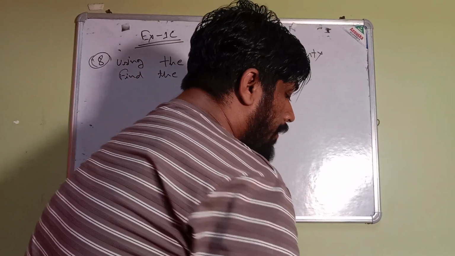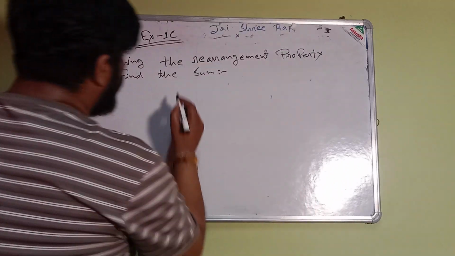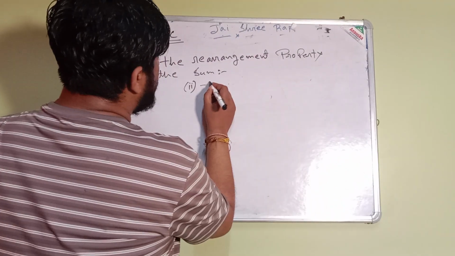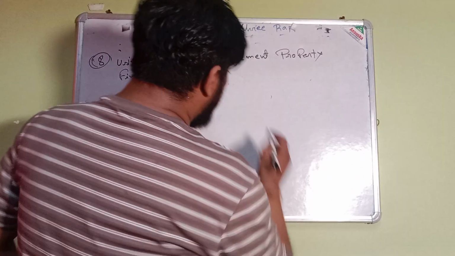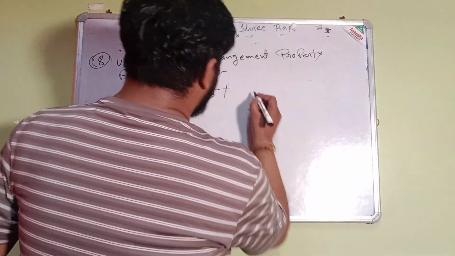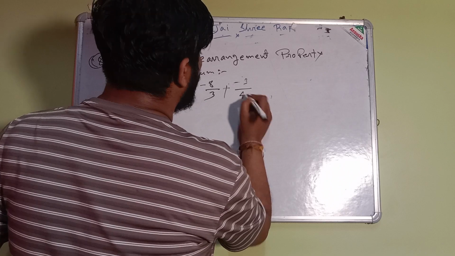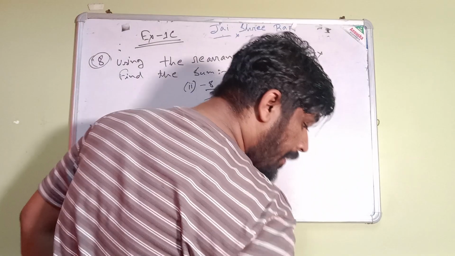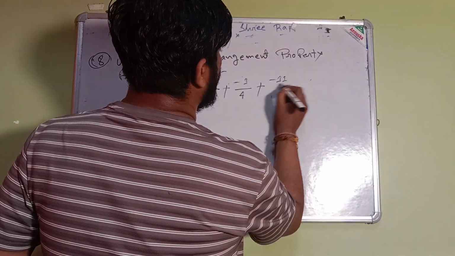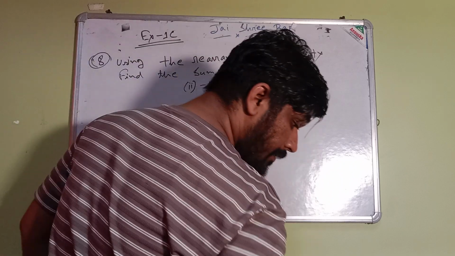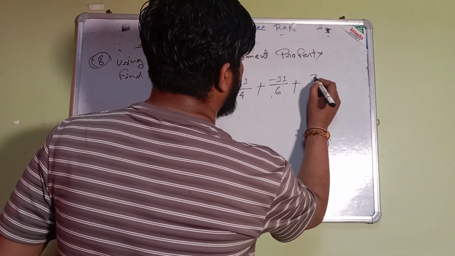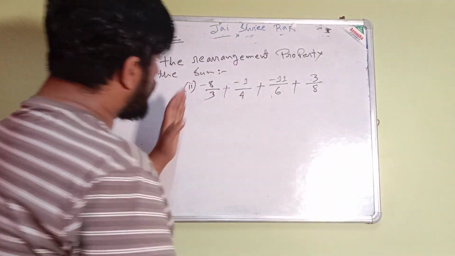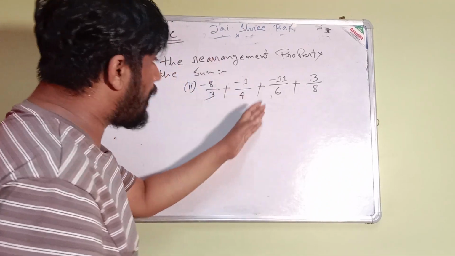Okay, next number, number 2. Number 2 is the same question, using the rearrangement property. Number 2: minus 8 by 3, then plus minus 1 by 4, then plus minus 11 by 6, then plus 3 by 8. That is the question. Minus 8 by 3, then plus minus 1 by 4, then plus minus 11 by 6, then plus 3 by 8.